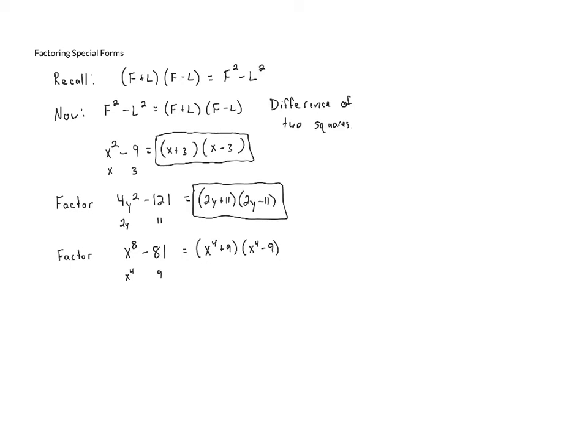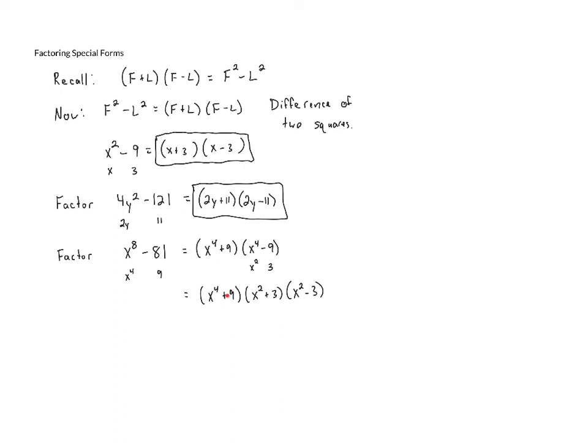But we're not actually finished yet. I want you to take a look at this second factor, x to the 4th minus 9, because it is a difference of squares itself, so it can be broken down even further. X to the 4th is x squared squared, and 9 is 3 squared. So we're going to leave the first one alone, and I'll talk about that in just a minute. And then the second one is a difference of squares, so it breaks down into x squared plus 3 times x squared minus 3.